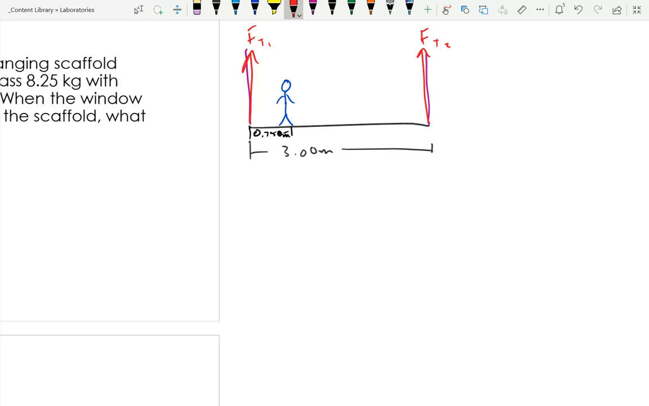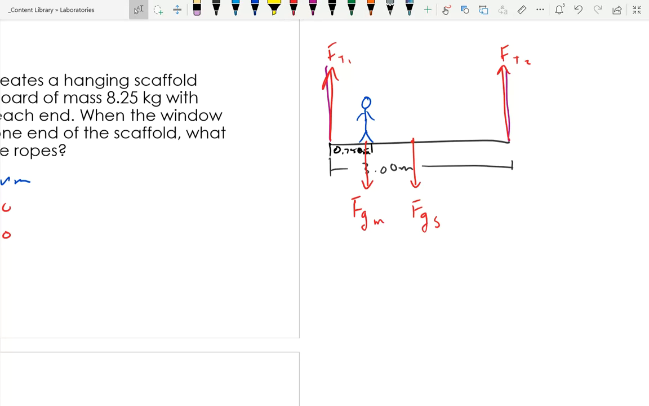Then somebody said gravity. We have gravity for two things. What are the two things? We have the force of gravity for the man and the force of gravity for the scaffold. Where does the force of gravity for the scaffold act? At the center, because that's where the center of mass is. The guy standing on it, that's not the gravity of the scaffold. We have the force of gravity on the man separately. I suppose we could combine them, but it would make life harder.